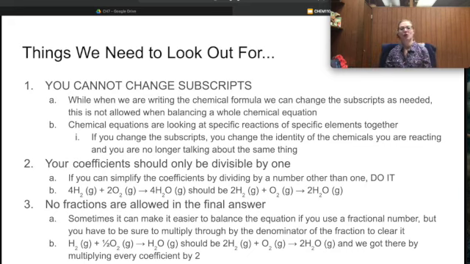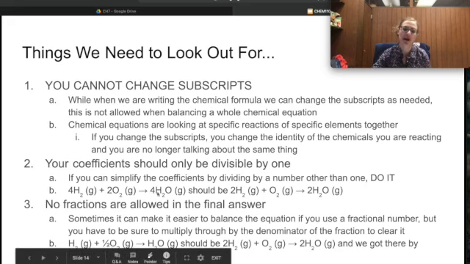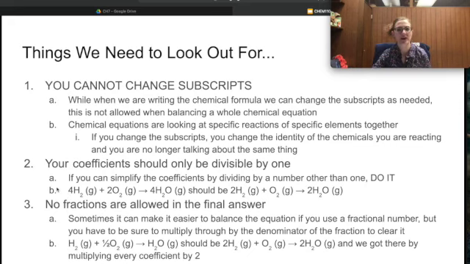Thing 2, your coefficients should always only be divisible by 1. So basically, if you can simplify the coefficients by dividing all of them by the same number, do it, as long as it's not 1. I mean, if you divide them all by 1, you'll get the same thing anyways. But if you can simplify it by dividing all of them by a number other than 1, do it. So I have written here on the screen, 4H2 plus 2O2 yields 4H2O. Well, I could divide each of those coefficients by 2, so I should do it. Absolutely. So it should really be 2H2 plus O2 yields 2H2O.